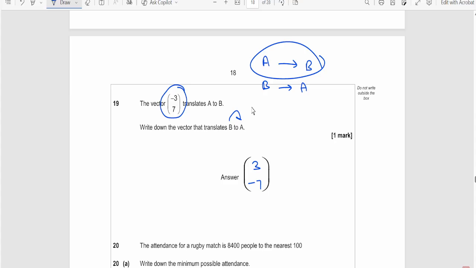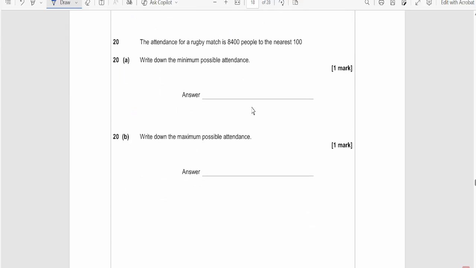Okay. Suppose a vector that translates A to B is this. Can you write down the vector that translates B to A for this? Yeah, tell me. Is it minus 5 and then 2? Yes, exactly. Just change the sign.